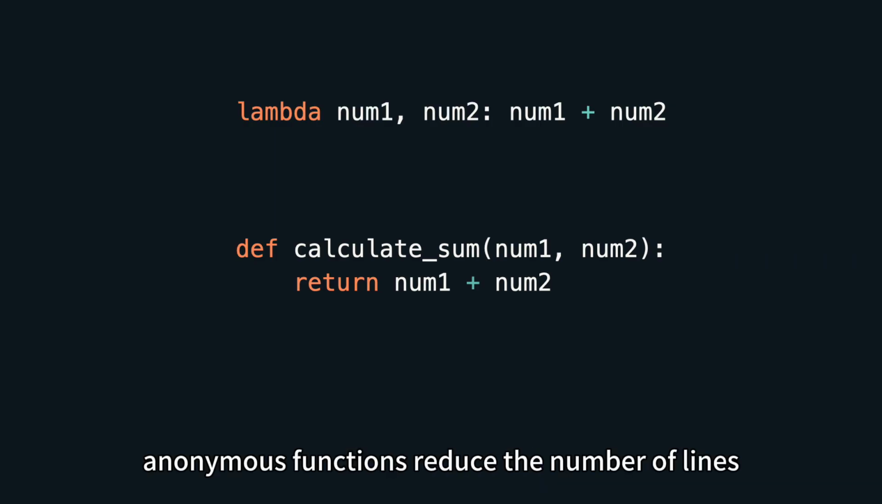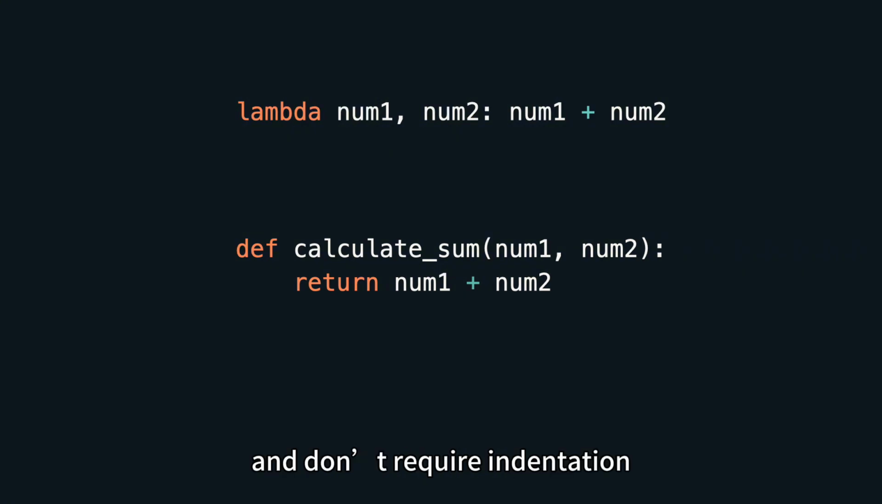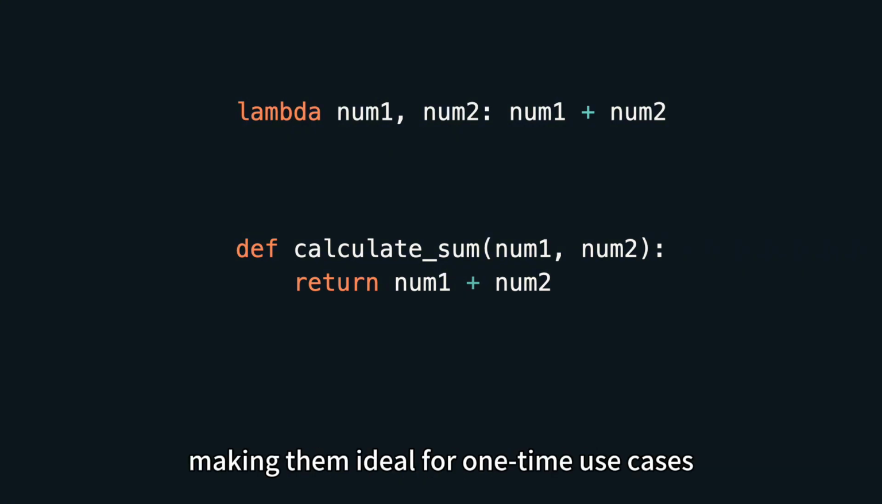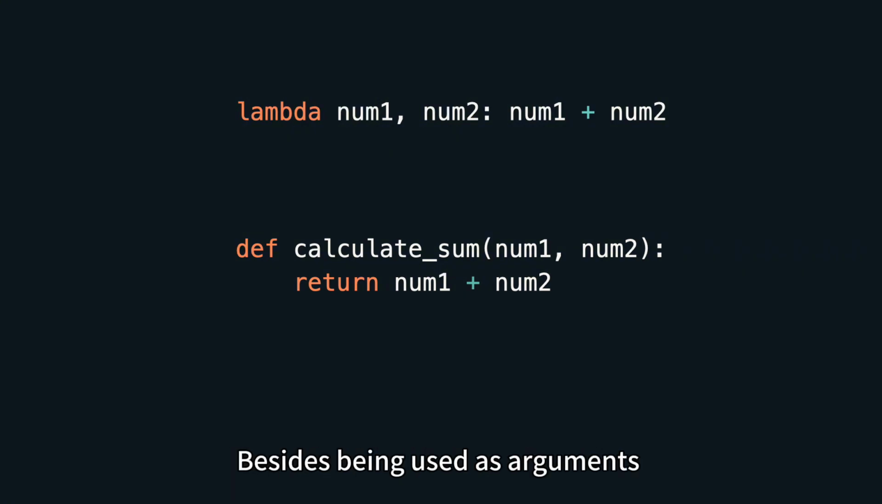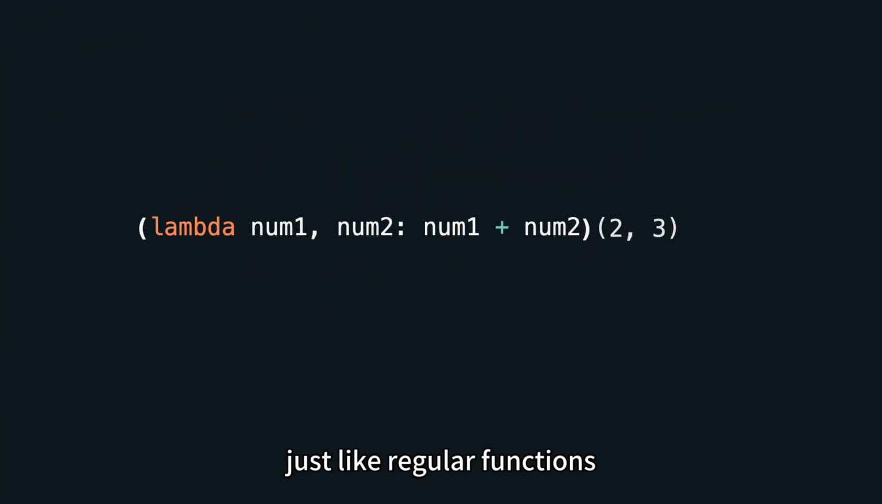As you can see, anonymous functions reduce the number of lines, avoid naming, and don't require indentation, making them ideal for one-time use cases. Besides being used as arguments to higher-order functions, anonymous functions can also be defined and called directly. Just like regular functions, the only difference is that the lambda expression itself must be wrapped in parentheses to be treated as a single unit.